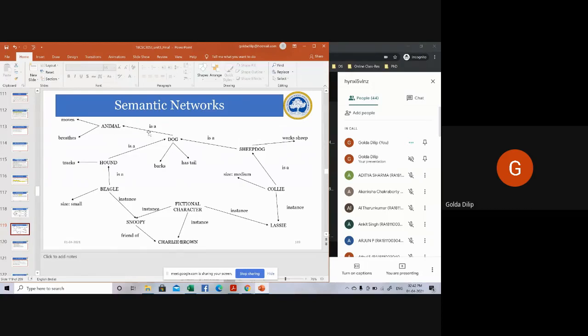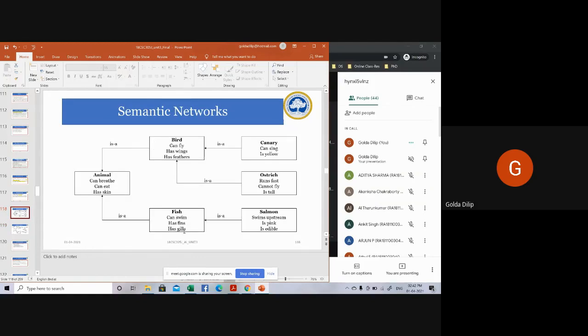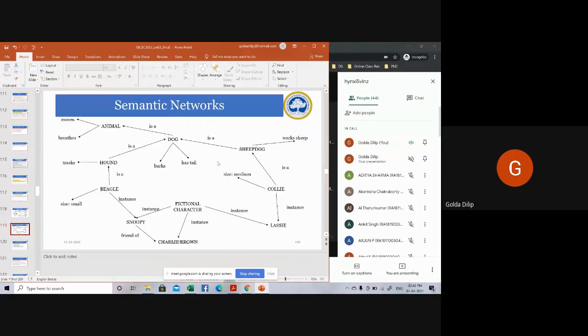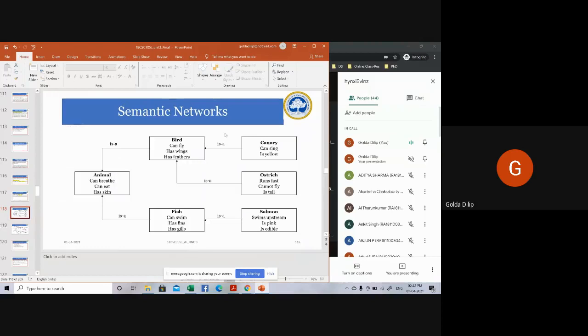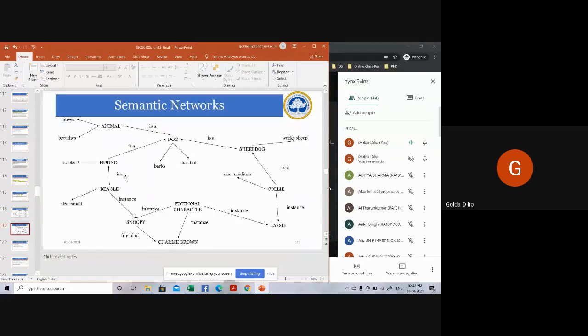Animal. Dog is an animal. Fish is an animal. Salmon is a fish. Ostrich is a bird. Canary is a bird. Bird is an animal. So this is an example of a semantic network put in another manner. When it's asked in the exam, preferably you can put it in this manner. This will give you a little more clarity. It doesn't mean that the other is wrong; you can put it in that manner also, but this might be easier for you to represent.